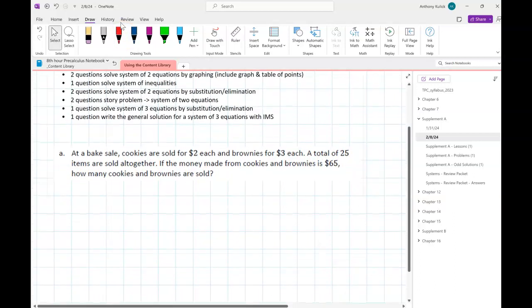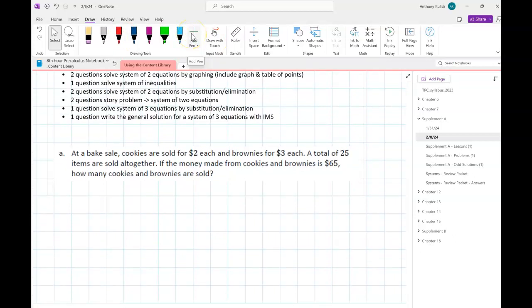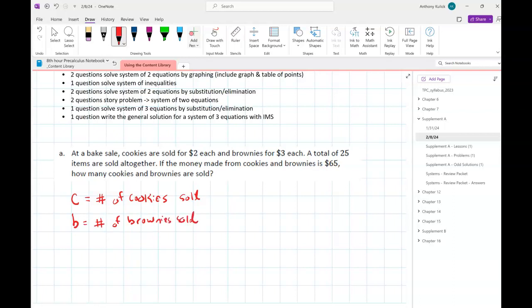So the first thing I want to do is try to figure out what it is that I'm being asked to find in the question. What are we looking for here? Okay, so those will be my variables, right? Let's say C is the number of cookies. And then we'll say B can be the number of brownies. Everybody feel okay there?